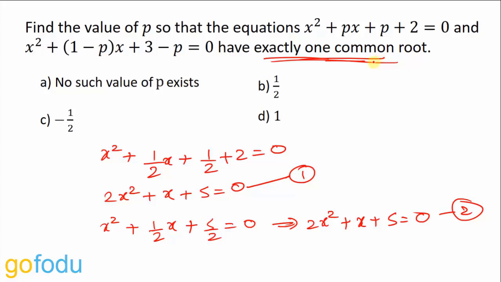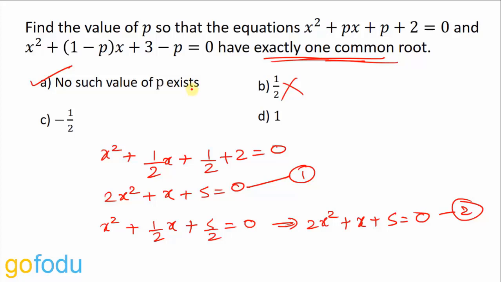But the value of p that we have got after solving, p equal to 1 by 2, is giving both the roots as common. So p equal to 1 by 2 is not the correct answer. Our answer will be A. No such value of p exists.